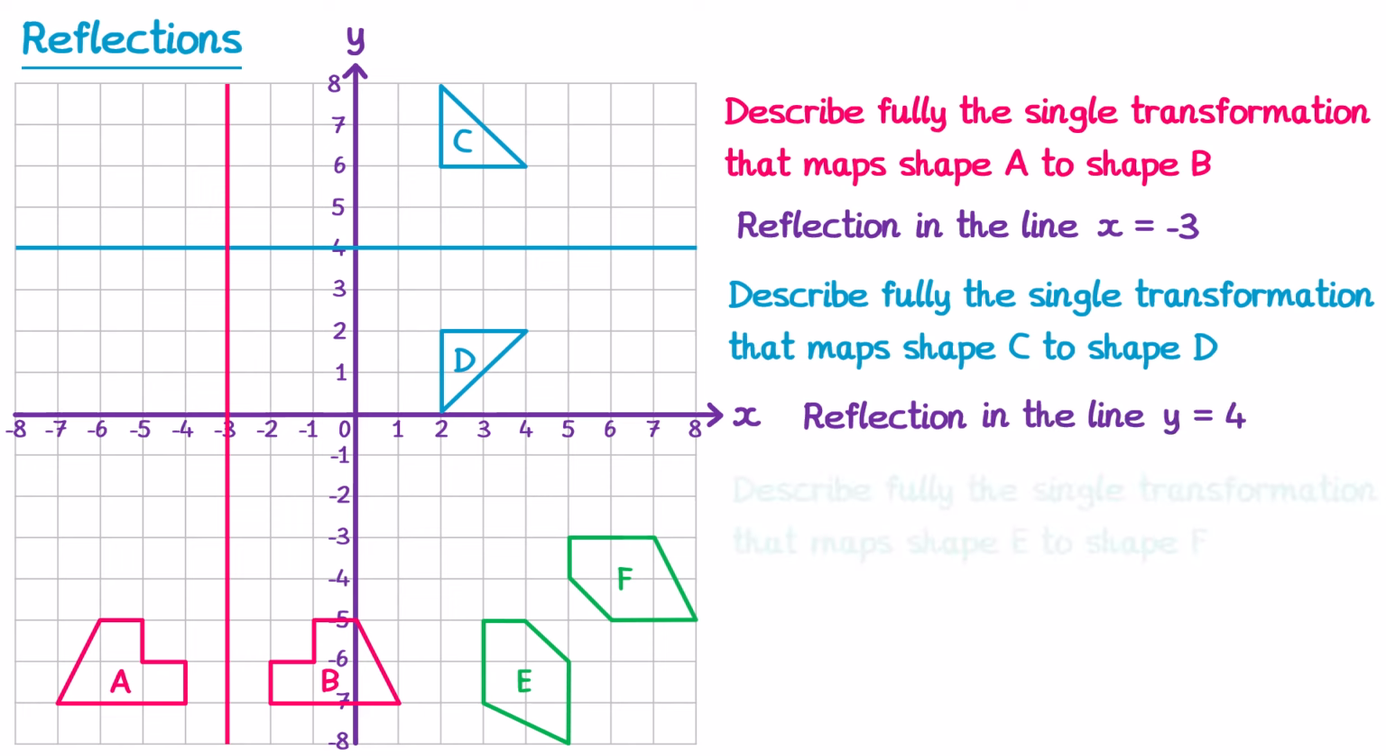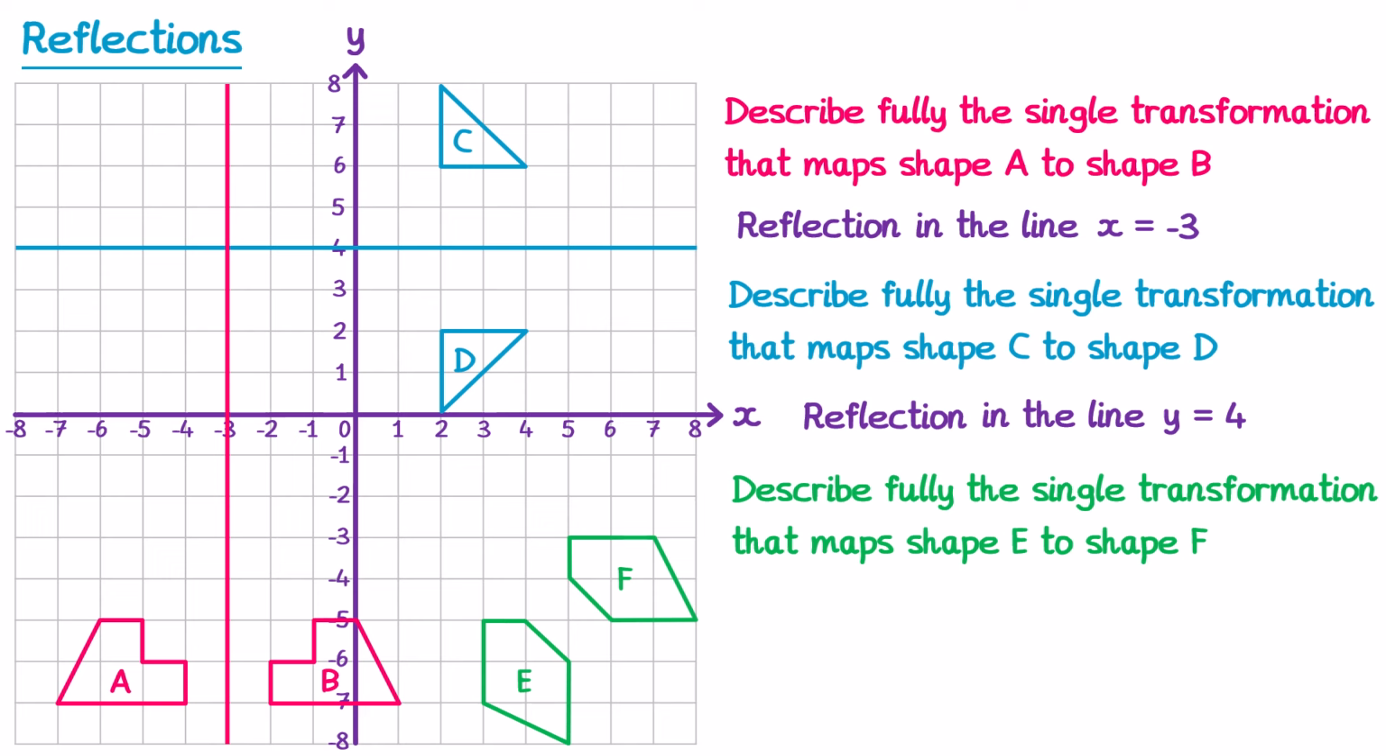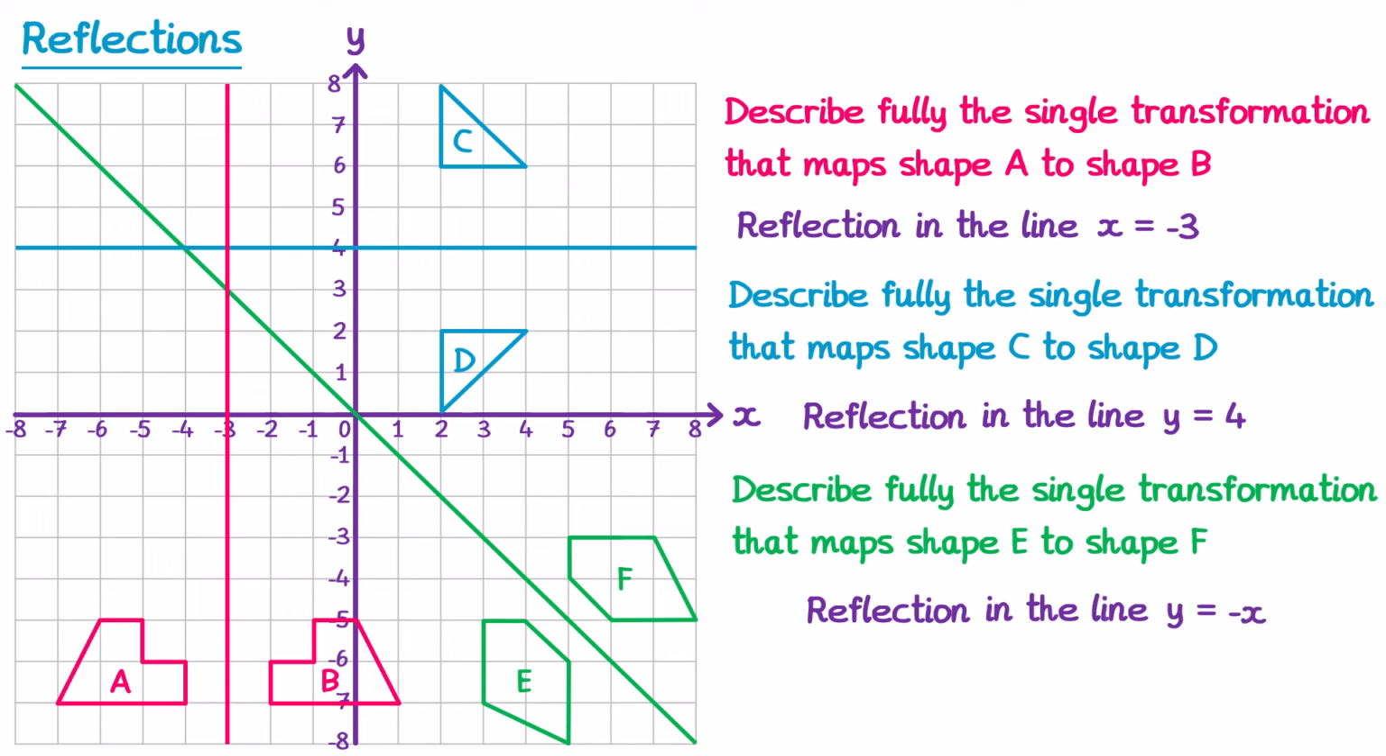Now finally, onto the green shapes, we need to describe the transformation between shape E and shape F. So once again, we'd write down that it's a reflection, that gets us one mark, and then we need to draw on the line. This line is one of those diagonal lines, it goes like this. If you remember from before, this equation has the line y equals negative x. So we would say this is a reflection in the line y equals negative x.